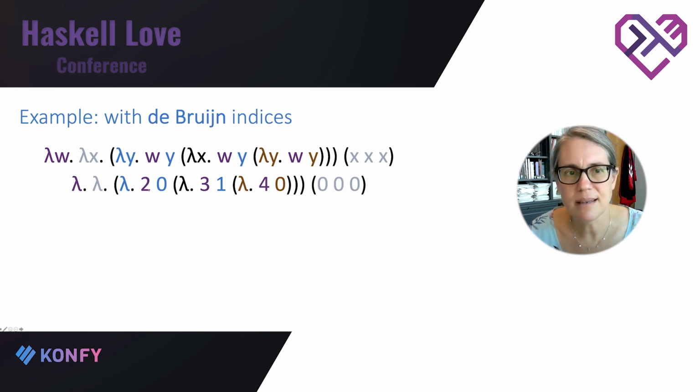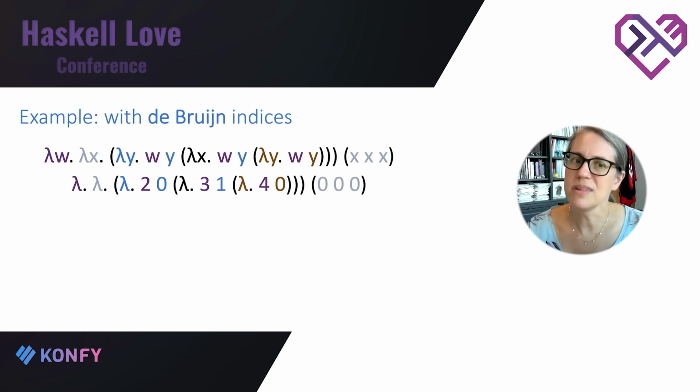So you can see that even though the numbers change, they all refer to the same binder, and they're different numbers because they are under different numbers of lambdas, right? So for this purple 4 here, we have to go past 4 lambdas to get to the binder that we need.